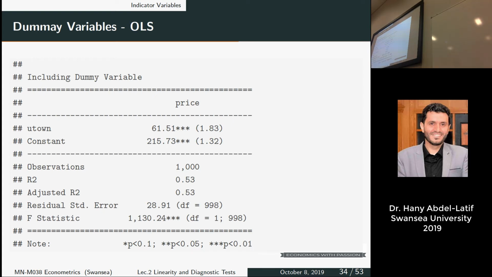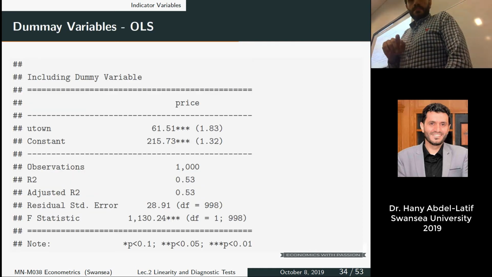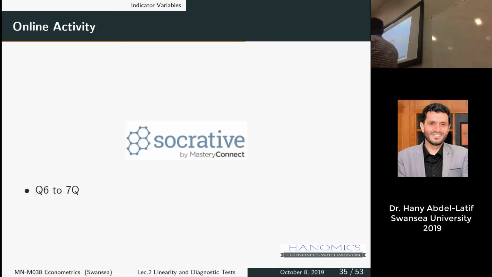So this is the difference between both categories. On average, the price of a house that's close to the university will be higher than the house that is not close to the university. So this is the dummy variables. Go back now to Socrative, and please, there are two questions.